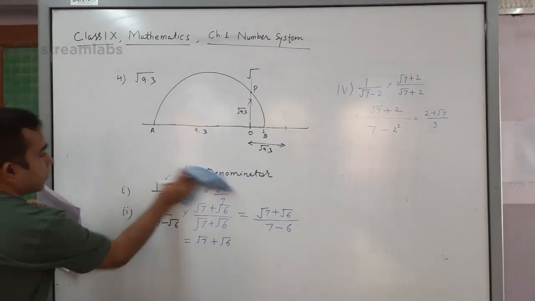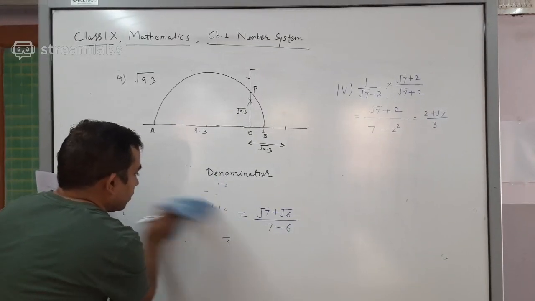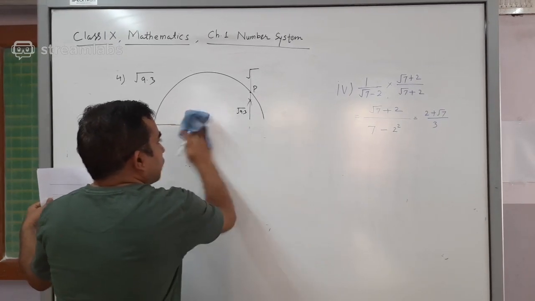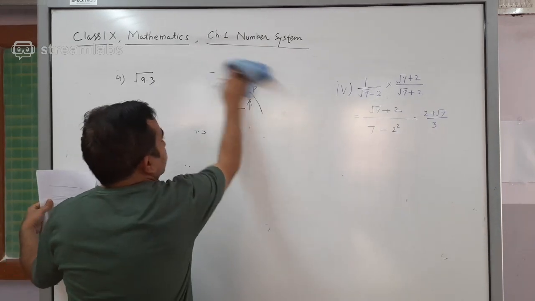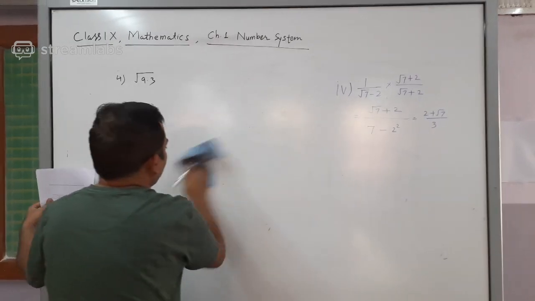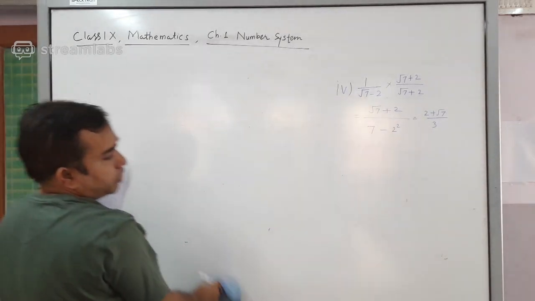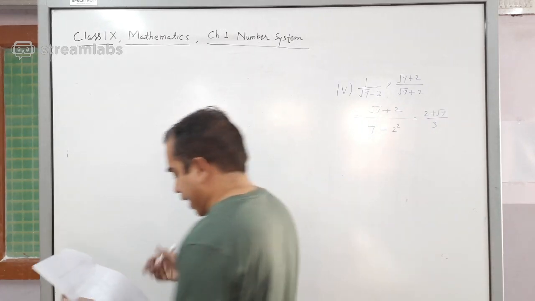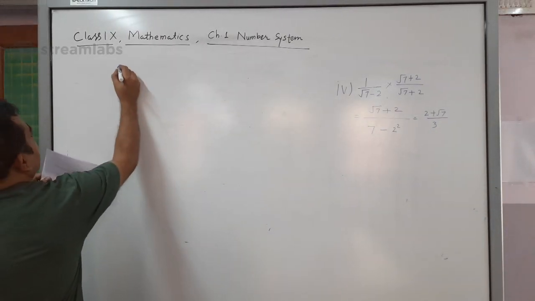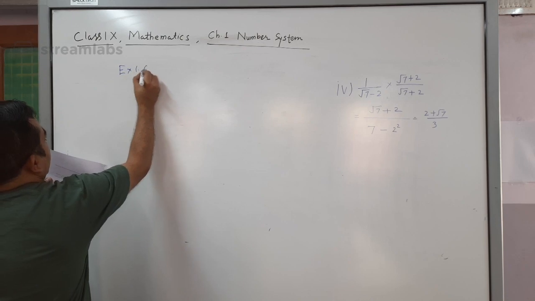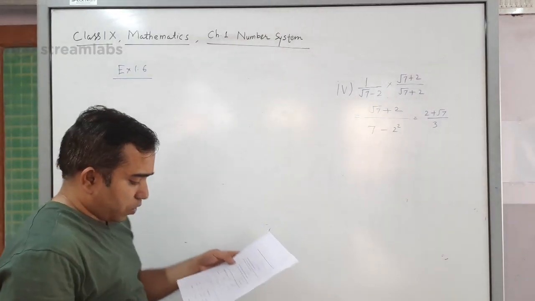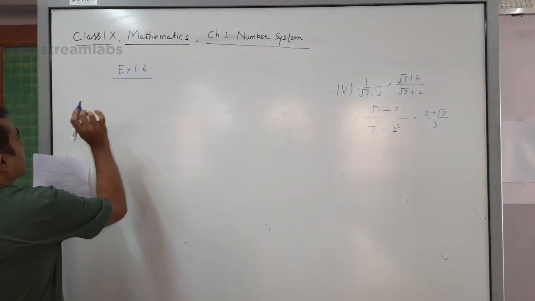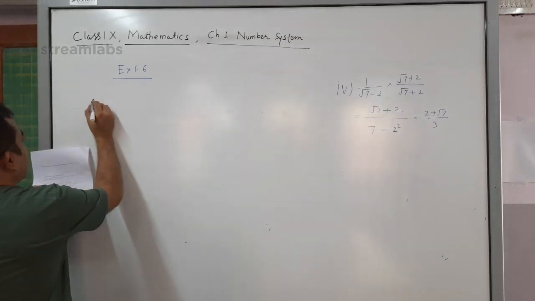Let us see. Some of you may find these questions very easy, so I would suggest that you find some more problems from NCERT exemplar, from worksheets and modules, and try to solve them. But let us see exercise 1.6, some questions only. They are asking to find the following. All properties we have discussed, let's apply them.